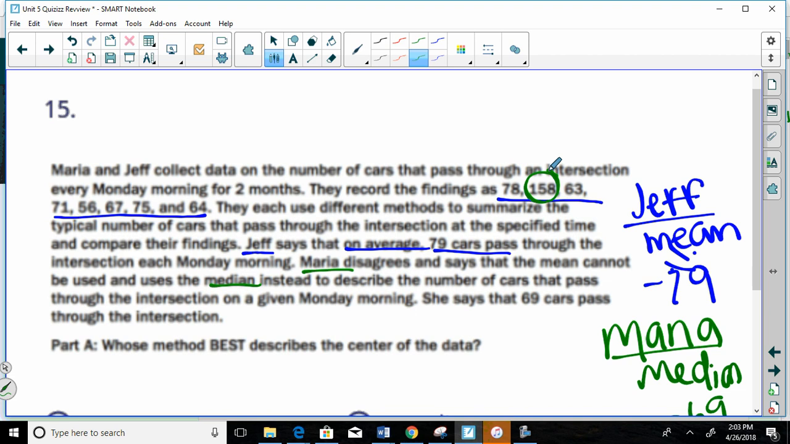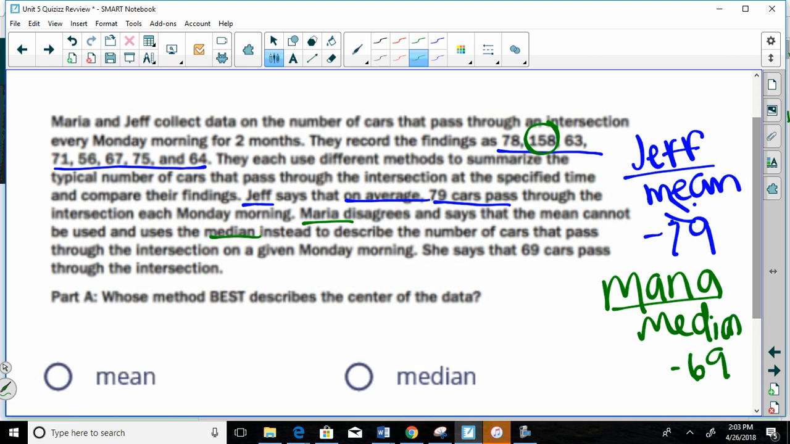So since there's an outlier, what would you use? Median. When there's an outlier or your data is skewed, you would use the median. If your data is normal and there's no outliers, it doesn't matter which one you use, they're probably the same or around the same. So when there's an outlier, you use the median to find the center. So here, median.